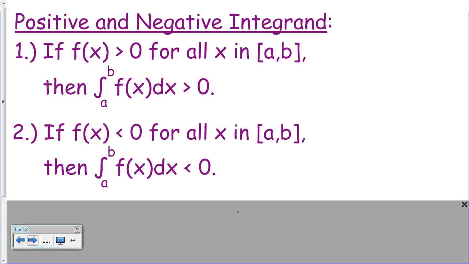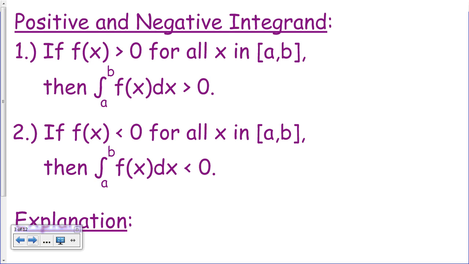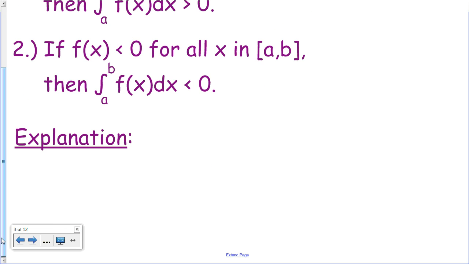This is why we say that the definite integral is the signed area. We say signed because of the fact that it could be positive or negative. Area, of course, is always positive, but we say signed area, meaning it could be a positive or negative value that we get. Here's exactly the reason why it turns out to be positive or negative, depending on your function, whether it's above or below the x-axis. So let me draw you a sketch to help illustrate this for you.